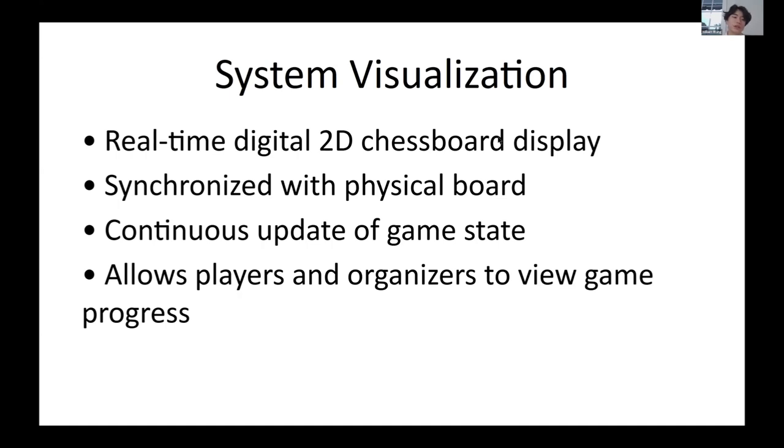System visualization. A real-time digital 2D chessboard display is synchronized with the physical board. So as you saw on the right side of the live video, there was a 2D chessboard and then a continuous update of game state. So we could see the continuous 2D version of the game, which allows players and organizers to view game progress.